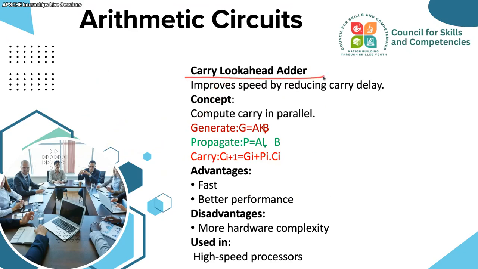I am starting from the carry look ahead. Previously it was the ripple adder. Now the carry look ahead adder. It improves the speed by reducing the carry delay. So this is a dot b, and then this is the carry g1. This is the generate, and this is the propagate. So it is fast, has better performance, more hardware complexity, and is used in high speed processors.